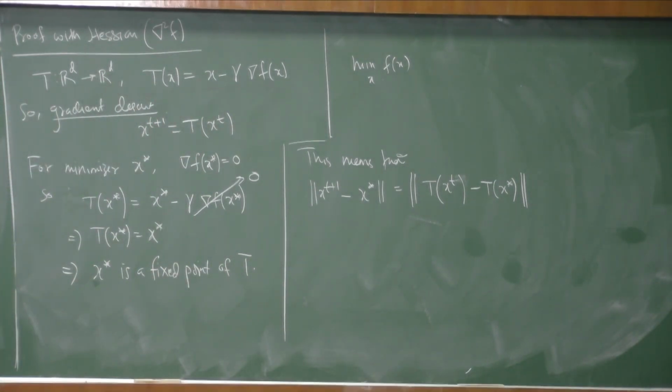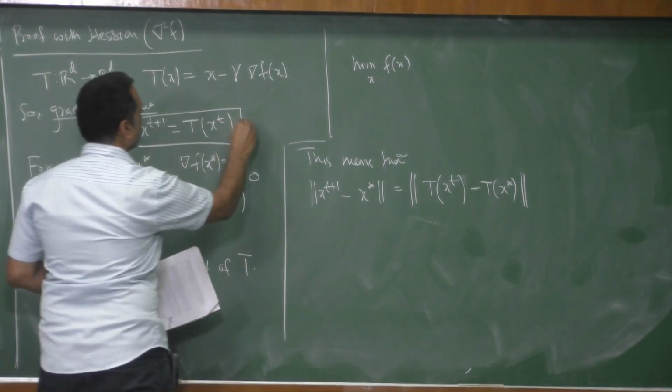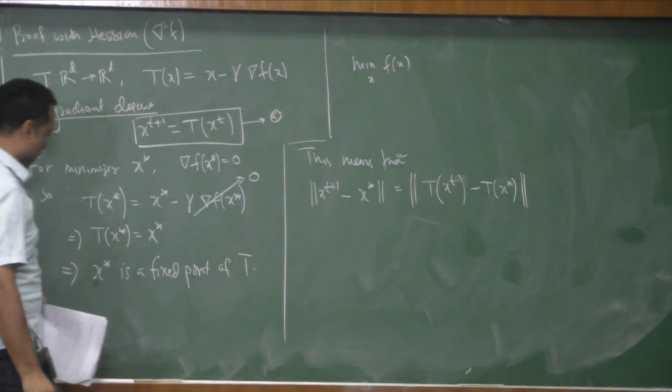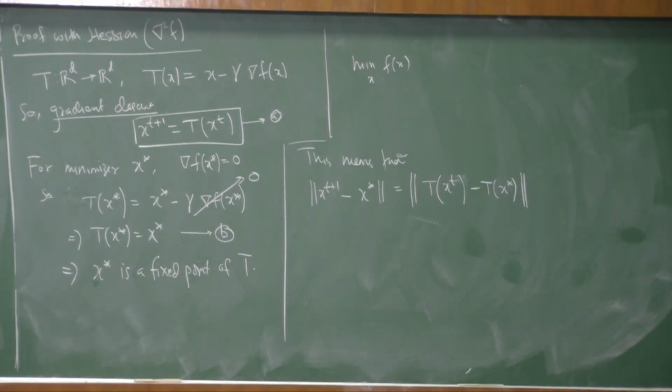I can do that because x star is T x star, so the second term is fixed. And x_{t+1} was T of x_t, which we just wrote, right? That's the point here. So in place of x_{t+1} I introduce T x_t, and in place of x star I have T x star. So we can write it like this.